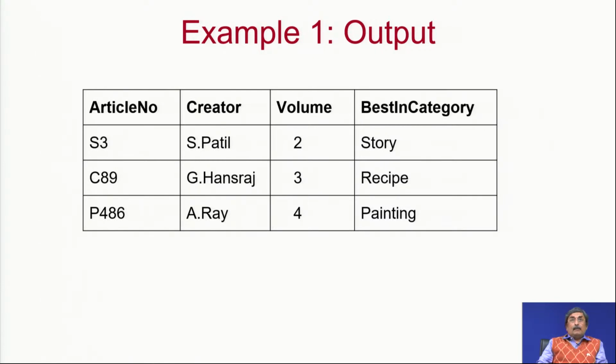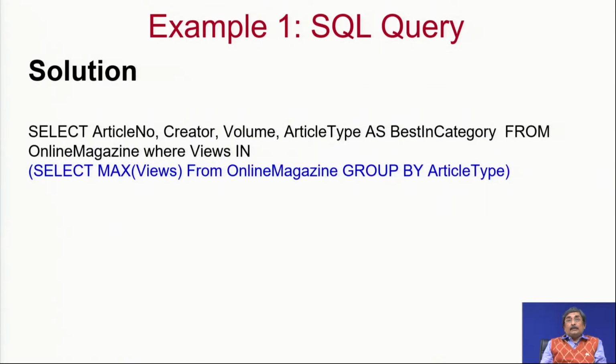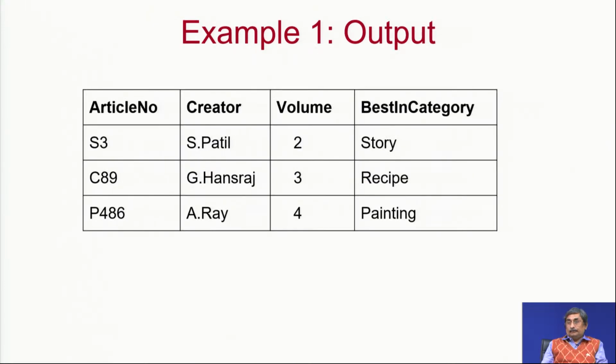rows, article number, creator, volume and best in category. You see that best in category is the new thing, because the question was to change the article type column name to best in category. How did I do that? I did that by the as keyword. I said select article number, creator, volume, article type as best in category. So, basically I said that when you prepare the output, you rename the article type column name to best in category, and that is what has been done in the output.